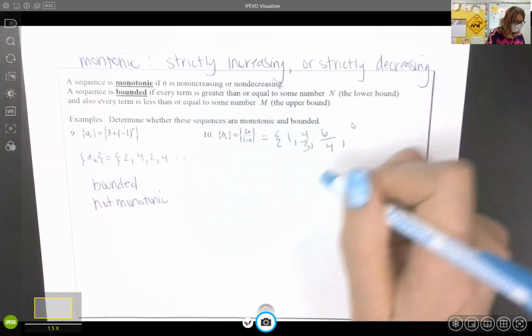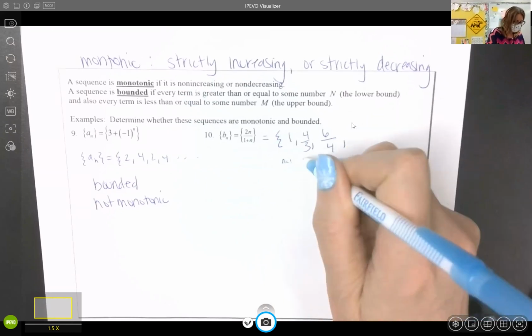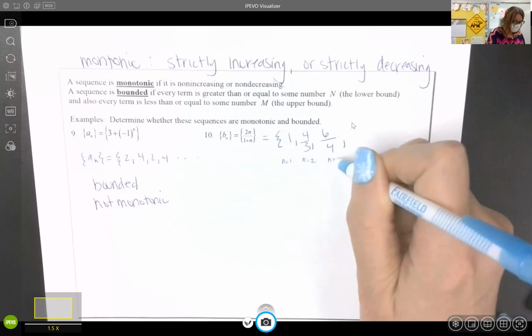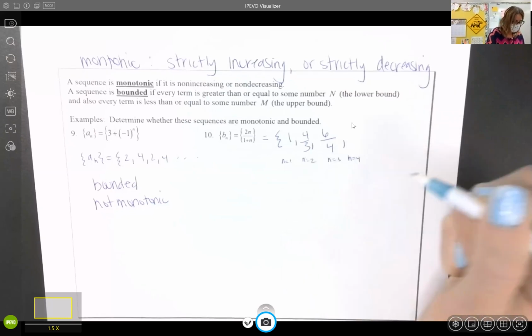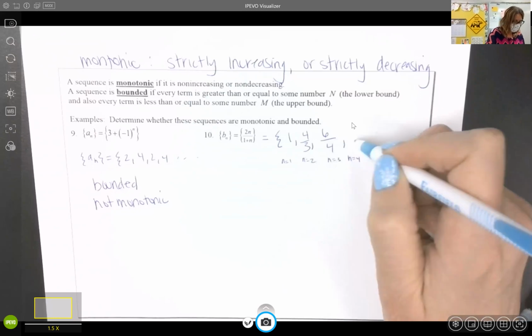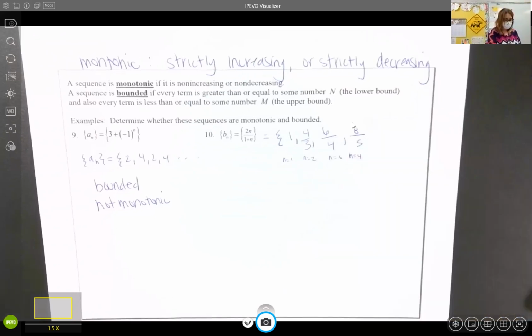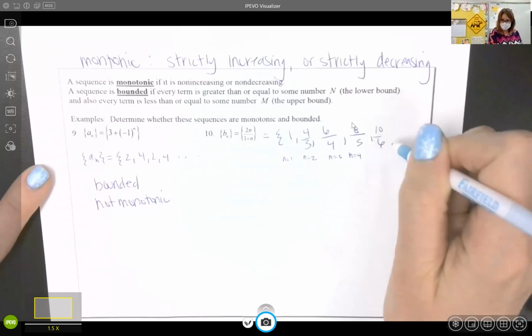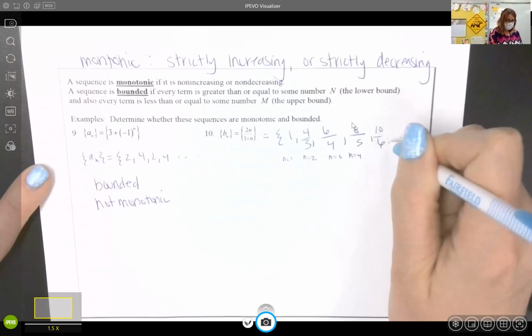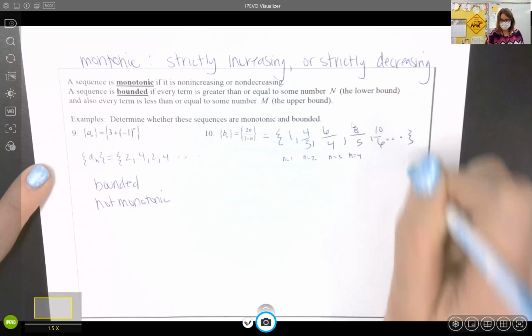So it might help you if you write at the bottom, n equals 1, n equals 2, n equals 3, n equals 4. Okay, so if I plug a 4 in, I get 8 over 5. Okay, and then 10 over 6. So what's happening to these numbers? You're getting bigger, slightly bigger. Ever so slightly.